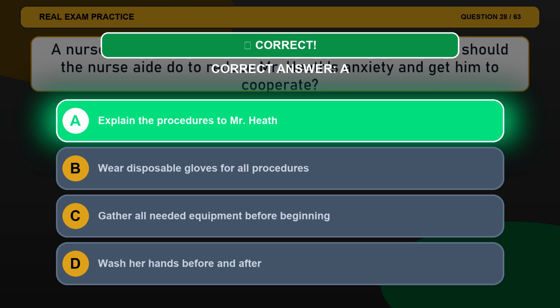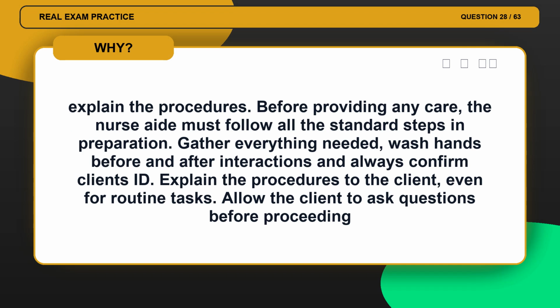Explain the procedures. Before providing any care, the nurse aide must follow all the standard steps in preparation. Gather everything needed, wash hands before and after interactions, and always confirm client's ID. Explain the procedures to the client, even for routine tasks. Allow the client to ask questions before proceeding.